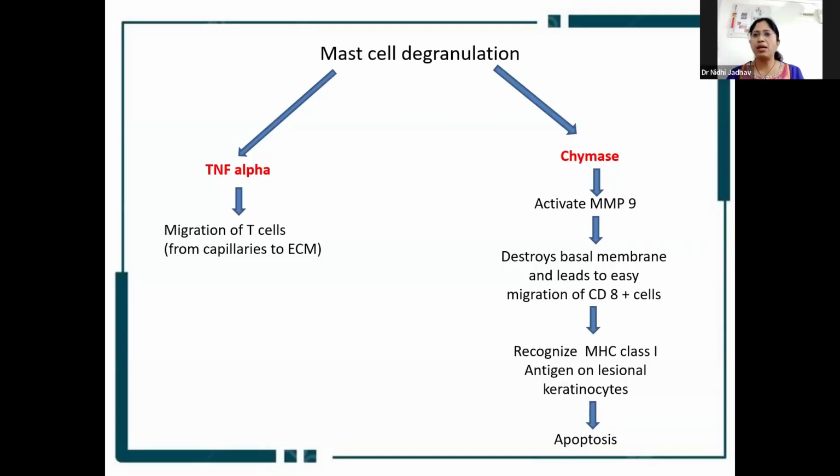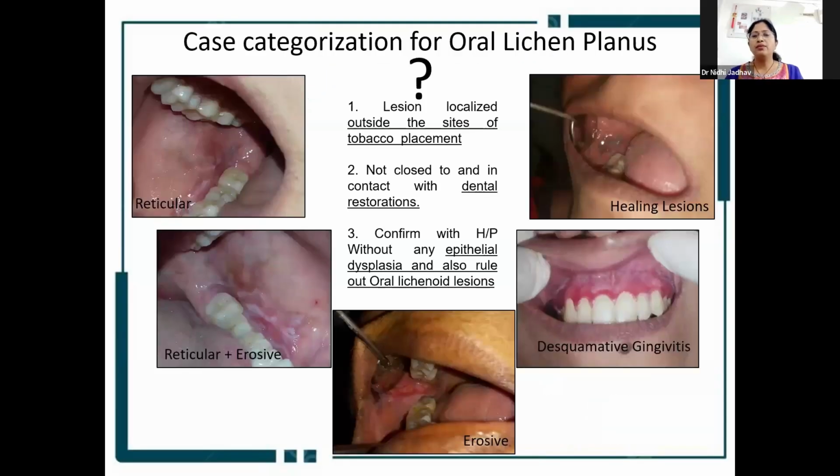Kinases which are released from the mast cells activate matrix metalloproteinase number 9, which destroys the basal cell membrane below the epithelium. This creates an easy way for the migration of the CD8 plus cells further towards the epithelial cells, which recognize the MHC class 1 antigen on the lesional keratinocytes, leading to their further apoptosis. So, whenever you see a case of oral lichen planus, the first and most important thing is to categorize the case thoroughly.